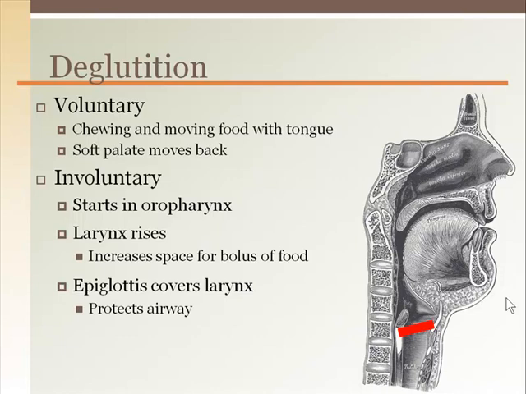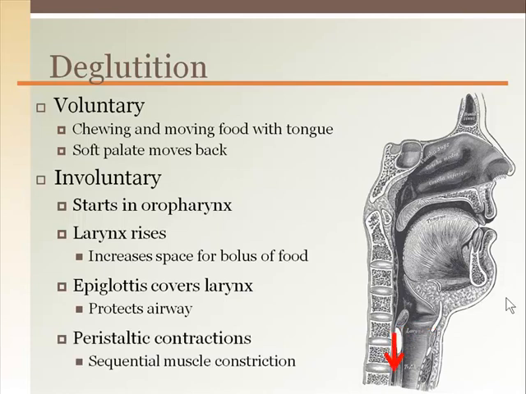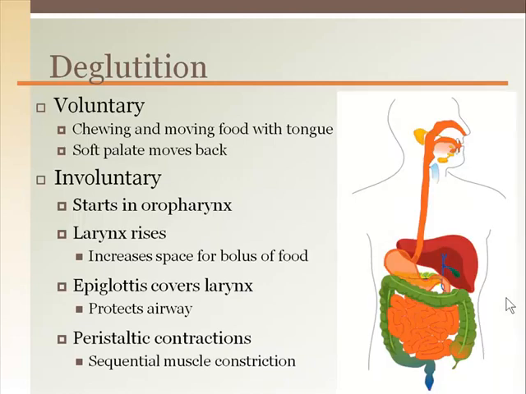Then sequential peristaltic contractions begin that move food down to the stomach. The peristaltic contractions are what the muscles of the muscularis externa do, so this process will be the main mechanism to move food all along the digestive tract.